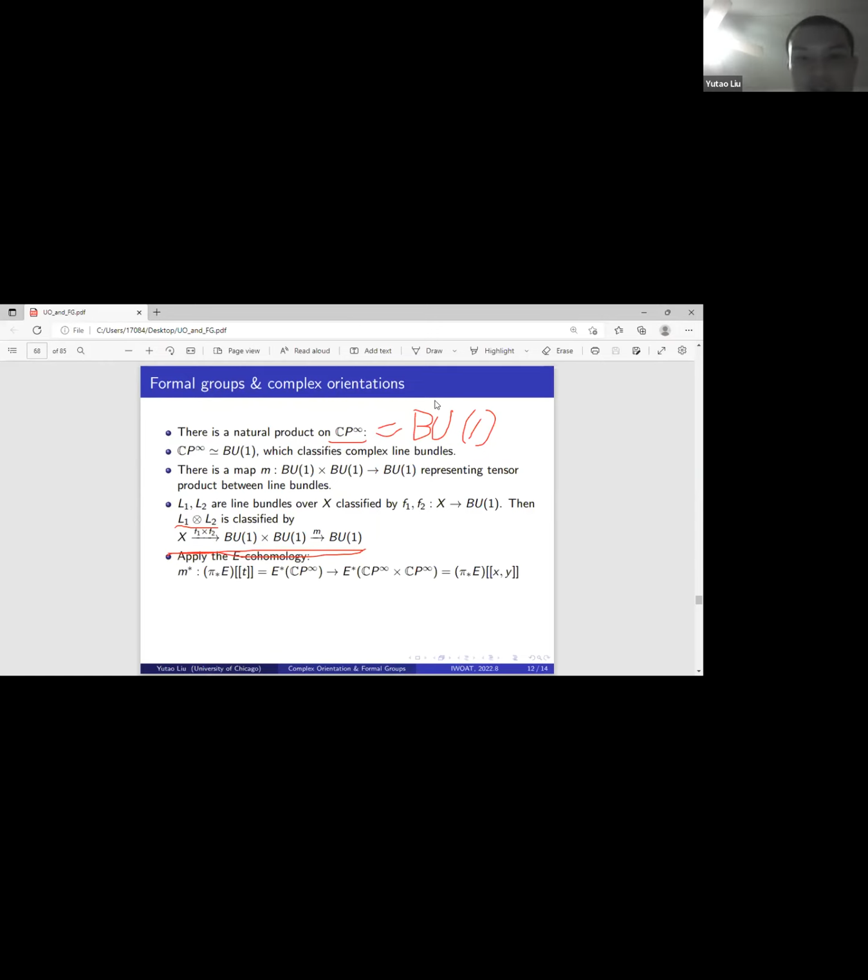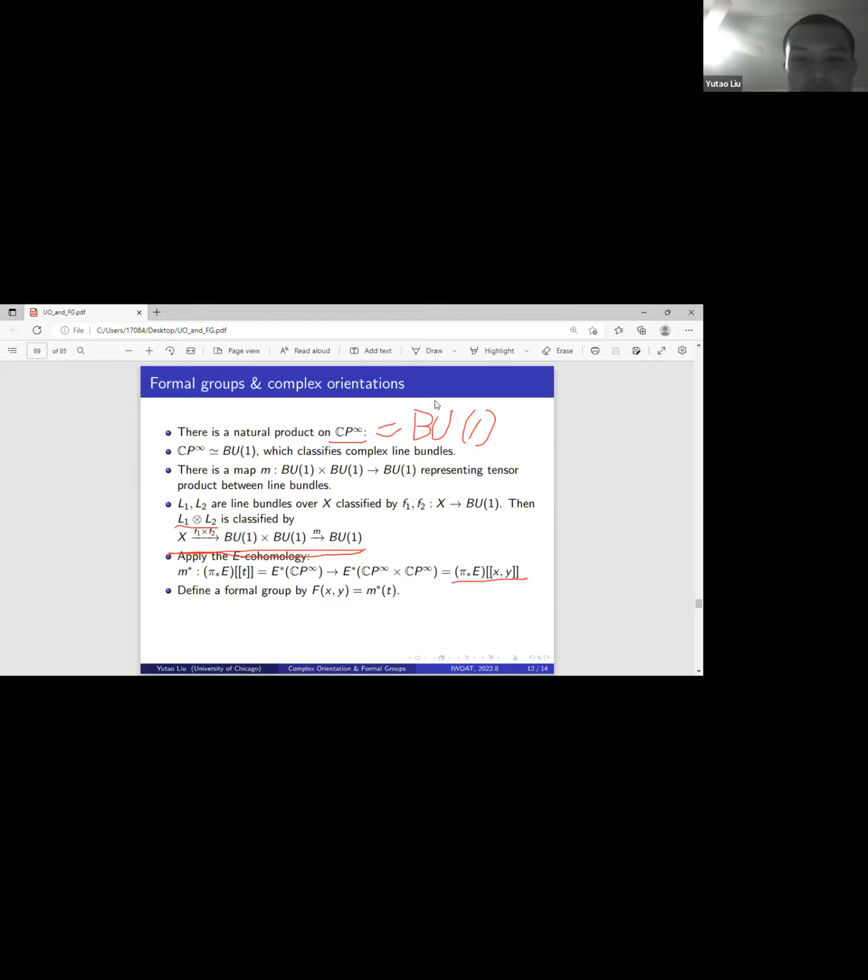So if you apply the equivariant homology to this natural product, you will have a map from the equivariant homology of one copy of CP infinity to the equivariant homology of two copies of CP infinity. In other words, you have a map from the power series in one variable to the power series in two variables. And here you can obtain a formal group if you consider the image of T. So you can define the image of T, which is the power series here, as the formal group.